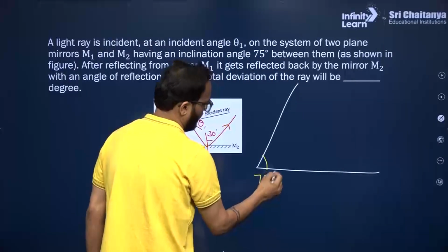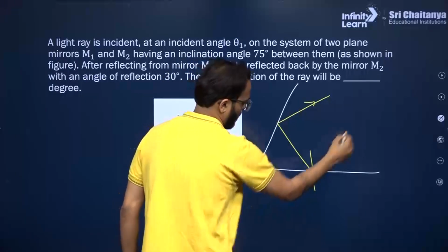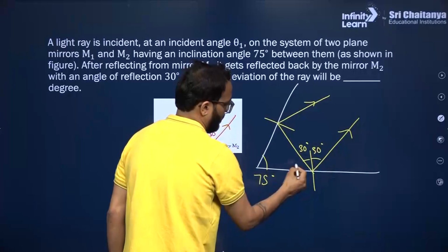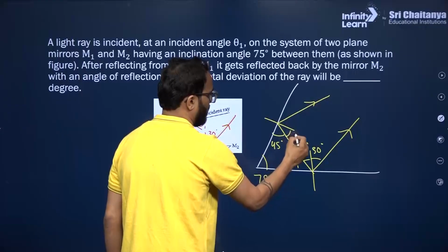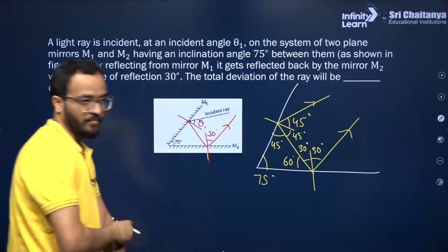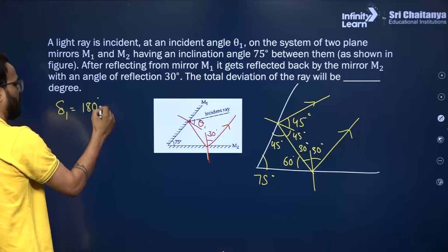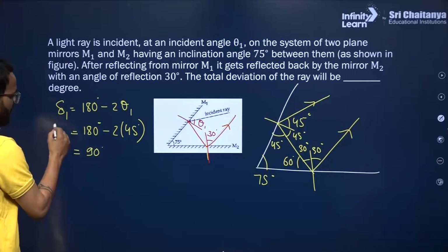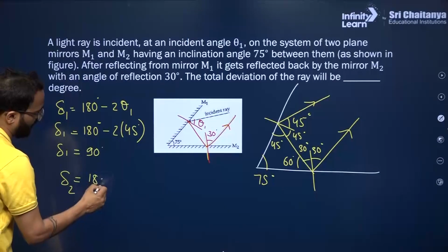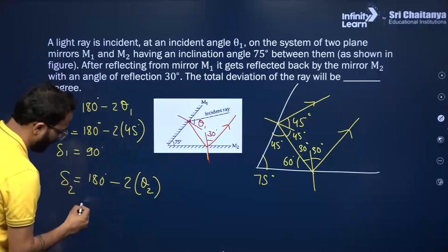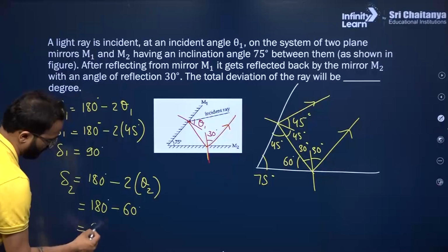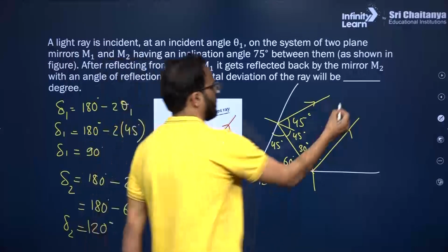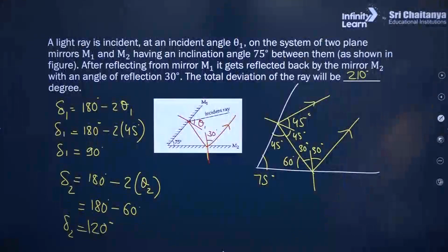So what is going to happen? This is 75 degrees. Now, listen carefully. If this is 30, this is going to be 30 degrees. So this is going to be 60 degrees, and this is going to be 45 degrees. Right? So what is delta 1? It is 180 degrees minus 2 theta 1. So it is 180 degrees minus 2 into 45 degrees, which is 90 degrees. This is delta 1. Delta 2 will be 180 degrees minus 2 into theta 2. Theta 2 is how much? 30 degrees. So 180 degrees minus 60 degrees is 120 degrees. So overall, the deviation will be delta 1 plus delta 2, that is 210 degrees. I hope it is clear to all of you. Absolutely clear. Any doubt?